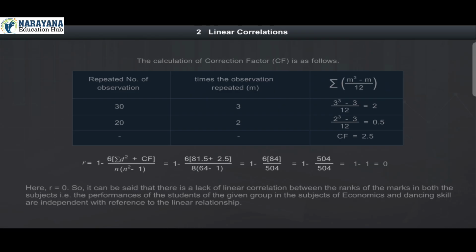So it can be said that there is a lack of linear correlation between the ranks of the marks in both the subjects. That is, the performances of the students of the given group in the subjects of economics and dancing skill are independent with reference to the linear relationship.